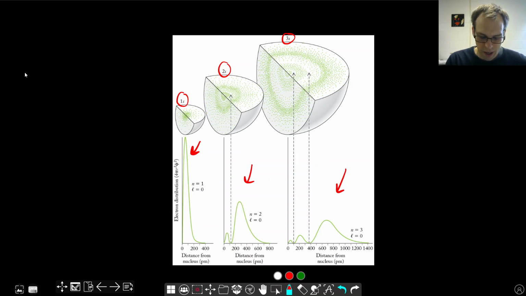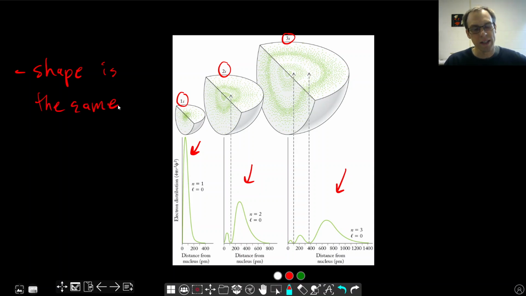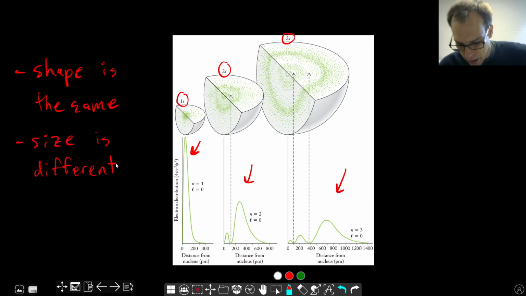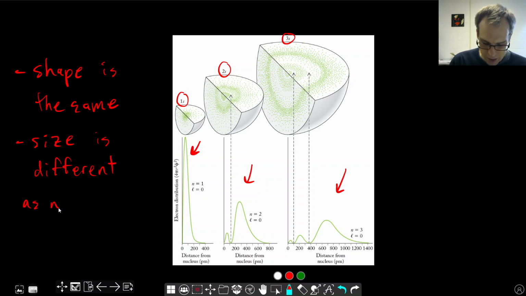So one thing to note is, again, the shape is the same for all of these orbitals. So it's L that sets the shape, and these all have the same value of L. But the size is different. And this is really important for understanding how electrons fit into atoms, as we're going to continue discussing. And so the basic trend is that as n increases, the electron is further from the nucleus.